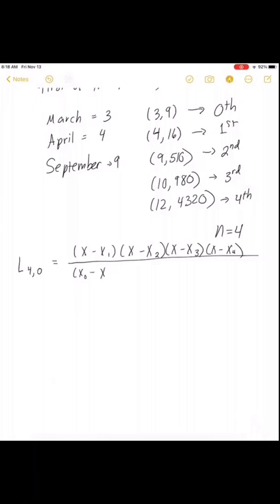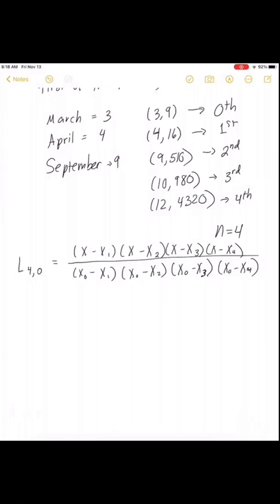x0 minus x1, x0 minus x2, x0 minus x3, and x0 minus x4. So these polynomials are the most computationally heavy part of doing Lagrange interpolating polynomials.